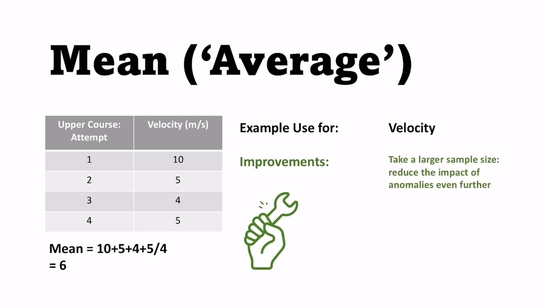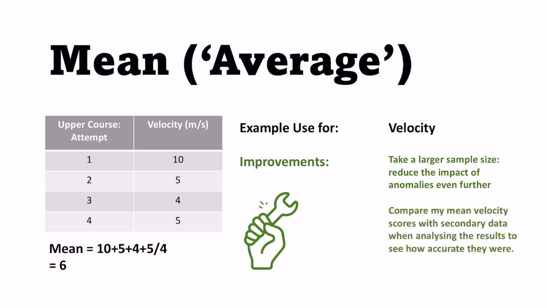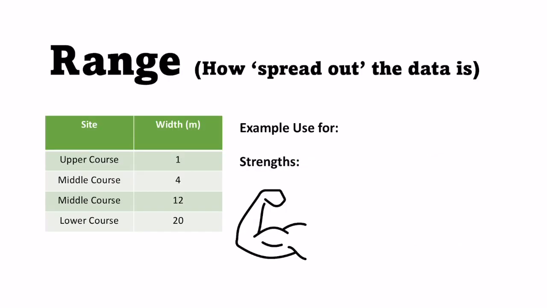As an improvement, I would try and take a larger sample size to reduce the anomalies even further. And then I would get my raw primary data and compare it with secondary data. This means my data analysis would be much better, because I could compare it with a legitimate source that had been taken by someone else, and I could see how accurate they were. What we're trying to do with our investigation is make our analysis much better, and by doing that we would get better results, which means our conclusions would be more valid.